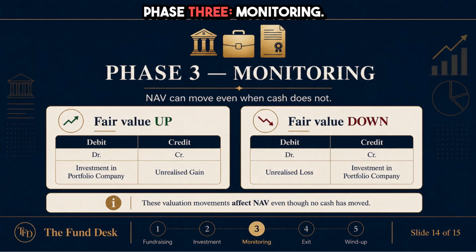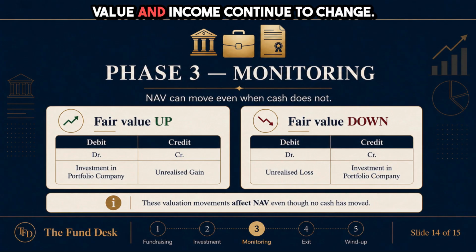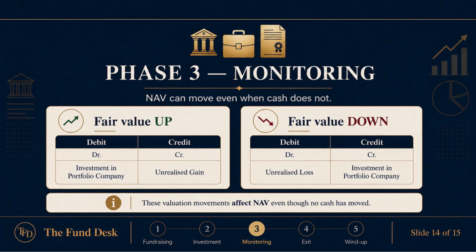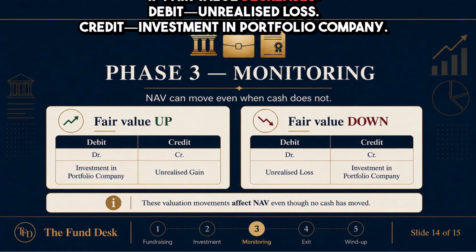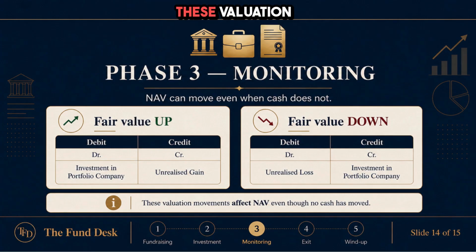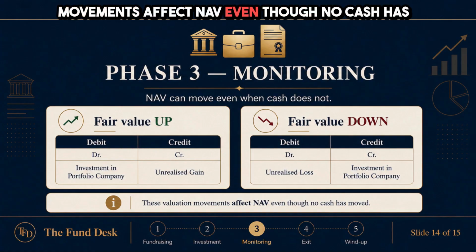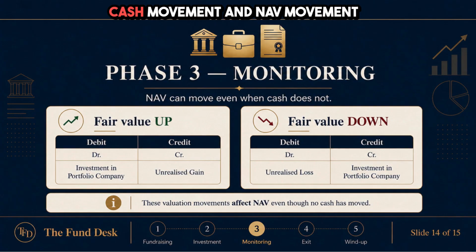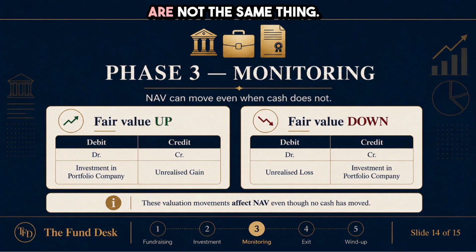Phase 3: Monitoring. This is where the investment remains on the books, but its value and income continue to change. Suppose fair value increases. Debit, investment in portfolio company. Credit, unrealized gain. If fair value decreases: debit, unrealized loss. Credit, investment in portfolio company. These valuation movements affect NAV even though no cash has moved. That distinction matters. Cash movement and NAV movement are not the same thing.